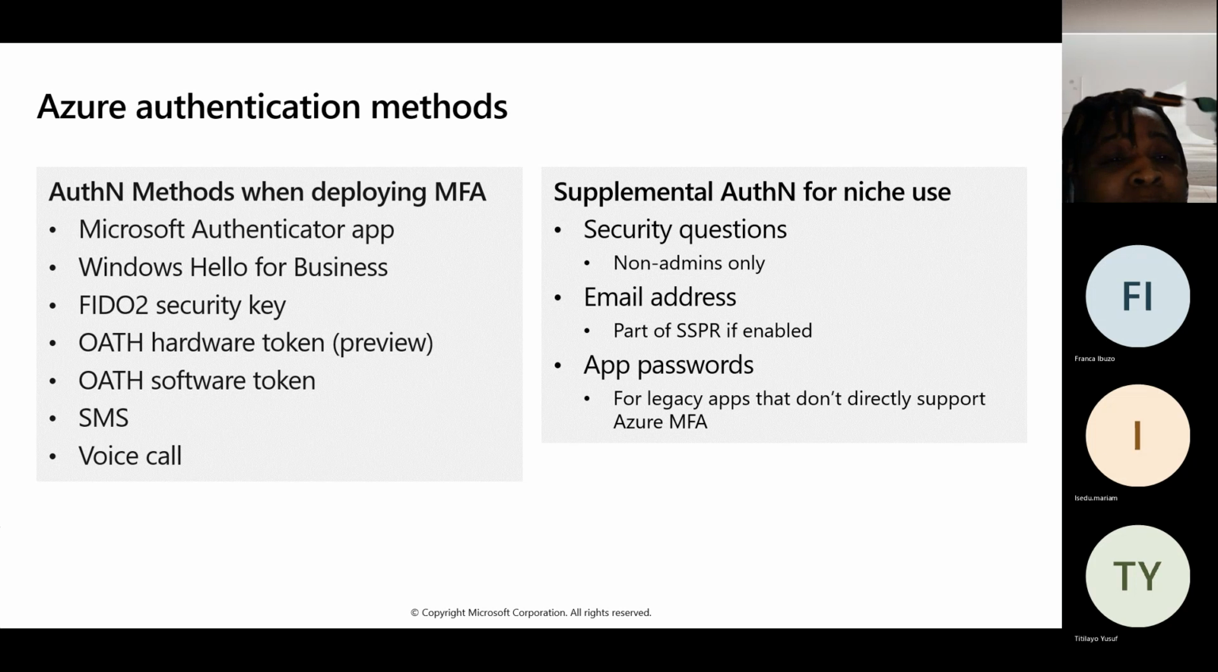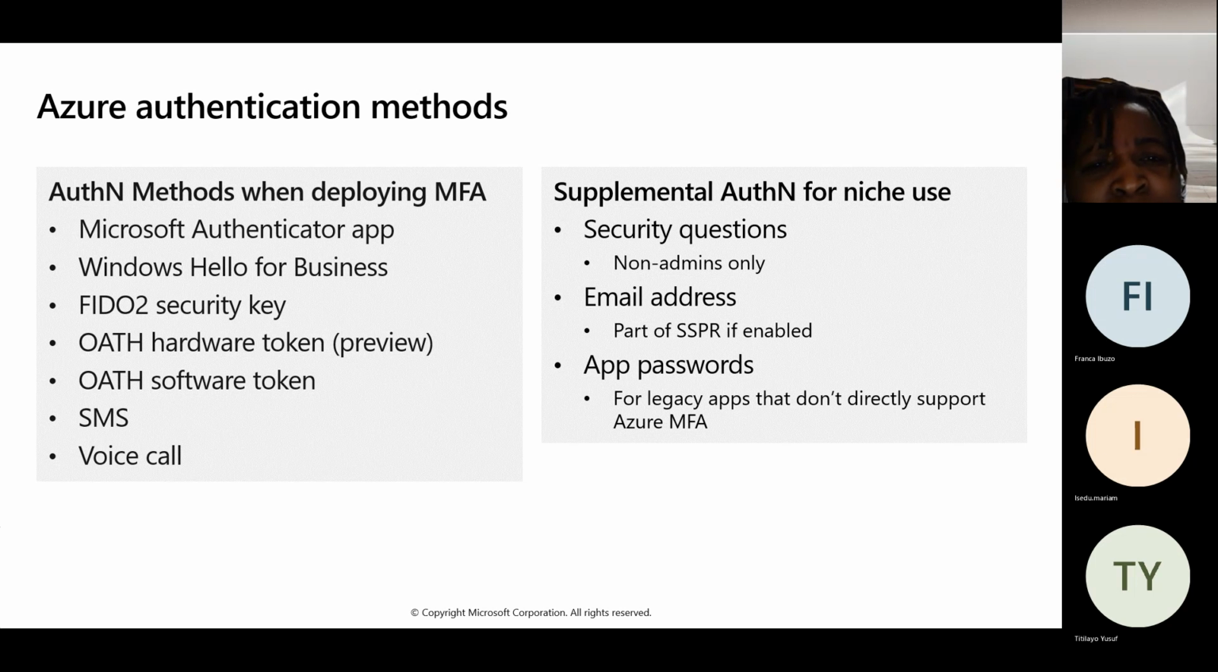So the Azure authentication methods that we have when you are applying MFA is the Authenticator app. You also have the Windows Hello for Business now, which is the PIN method. So there are times once you enforce the Windows Hello method, it gives you a PIN and you don't necessarily have to use your passwords. We have the FIDO2 security key. These ones are physical devices. The OATH hardware token is also in preview. And then you have the OATH software token, you have SMS, you have voice.